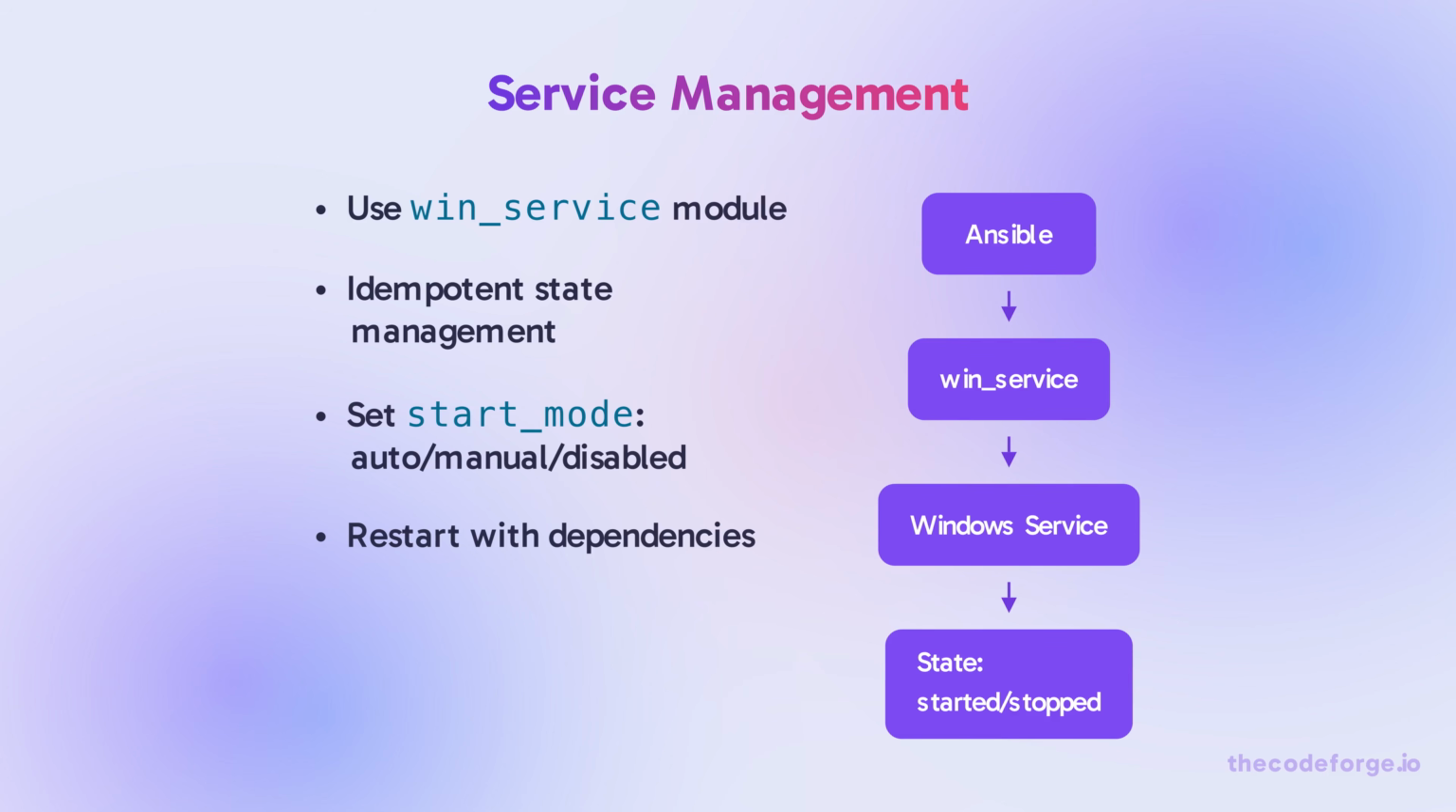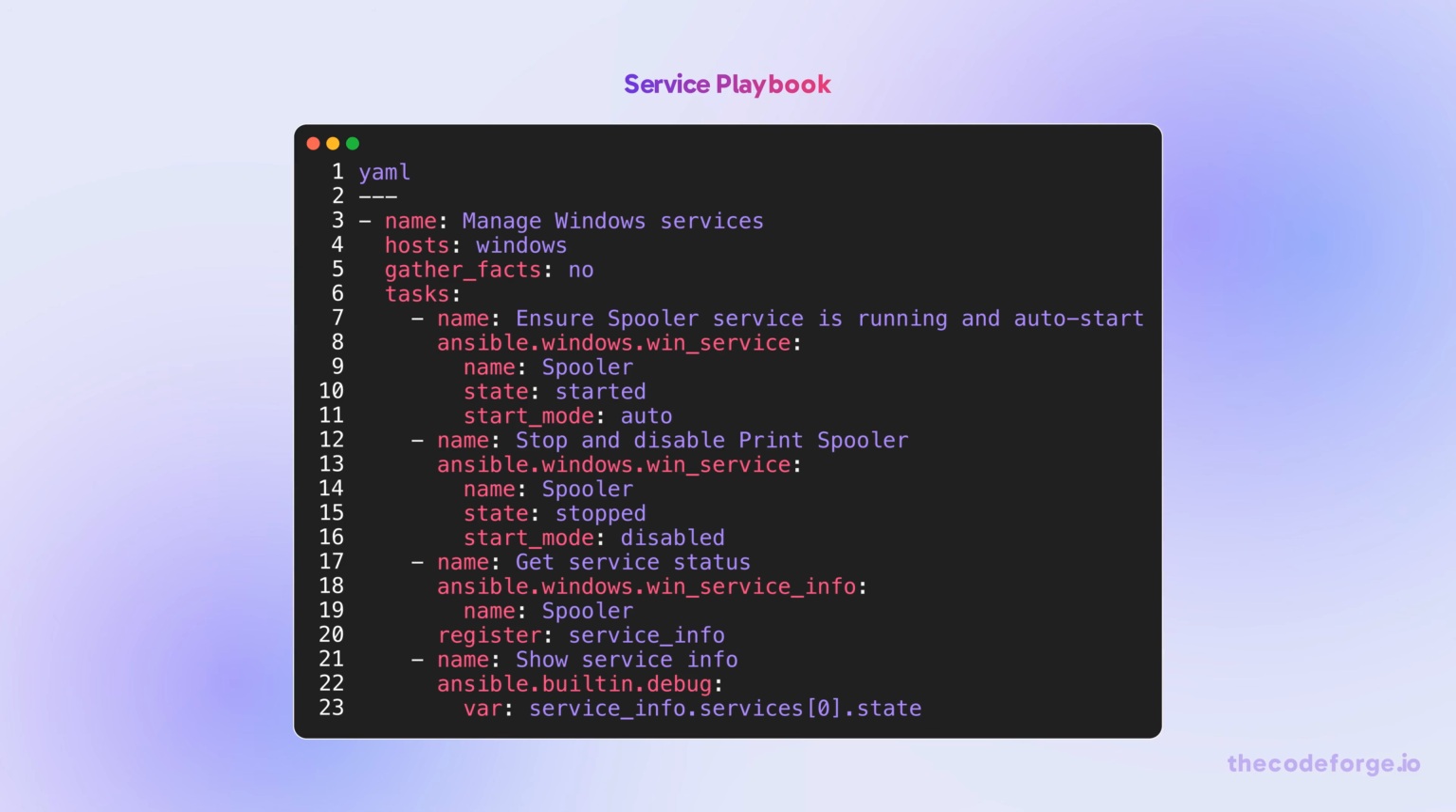The win_service module manages Windows services. It's idempotent and can set the service state and start mode. You can also restart services with their dependencies. This playbook demonstrates starting and stopping the spooler service, then retrieving its status with win_service_info.